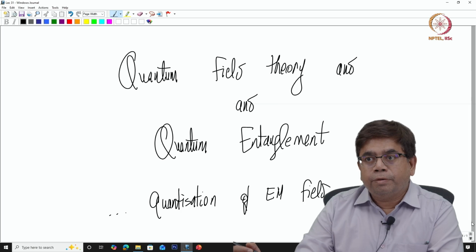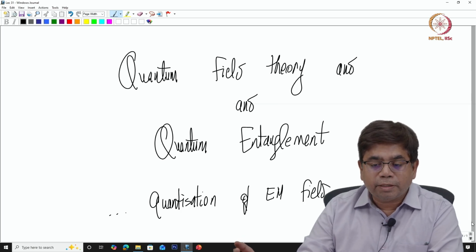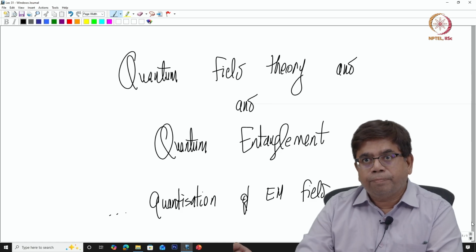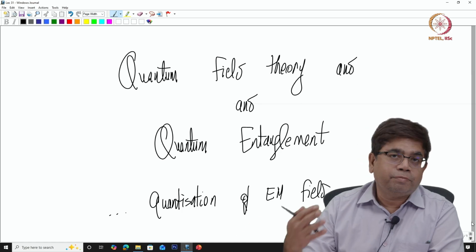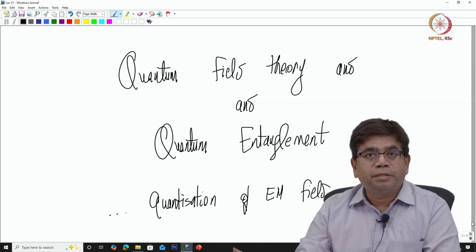Welcome back to another lecture on quantum field theory and quantum entanglement. Now, we were dealing with the quantization of the electromagnetic field, and we see that it's quite an involved process. It involves several steps, several subtleties, and that is one of the main reasons why we are treating it last.